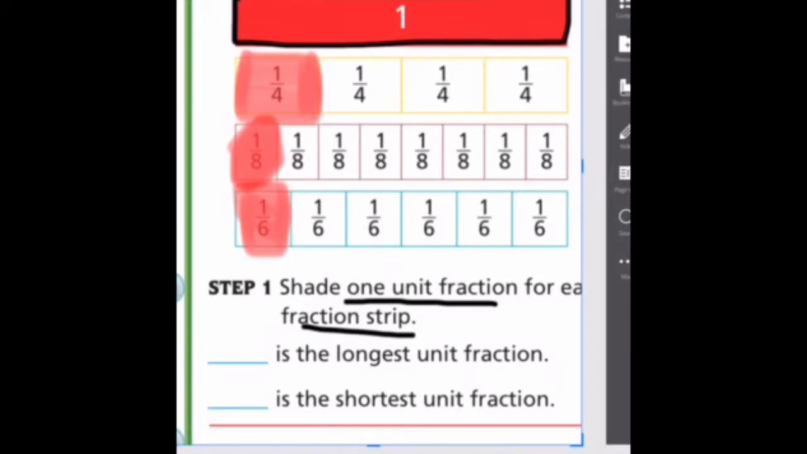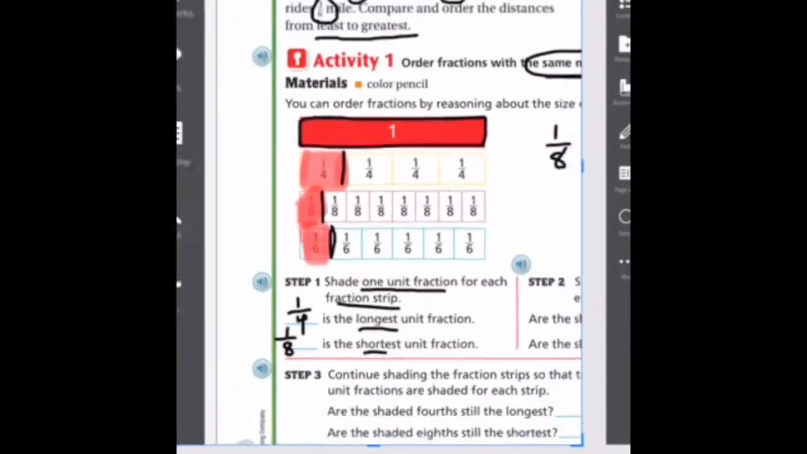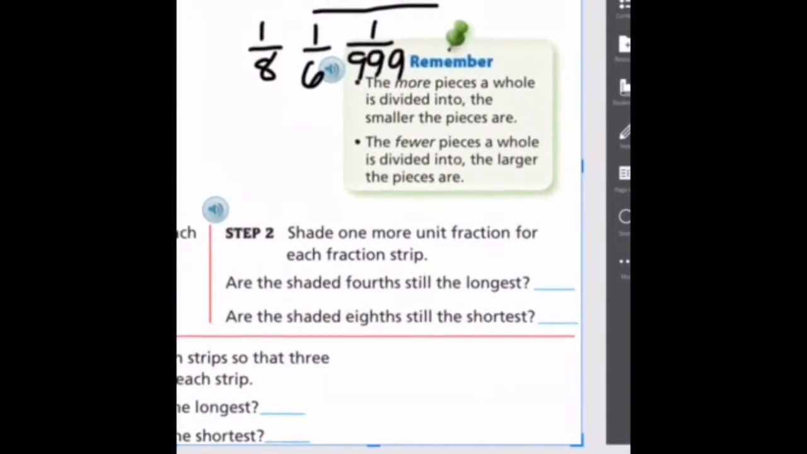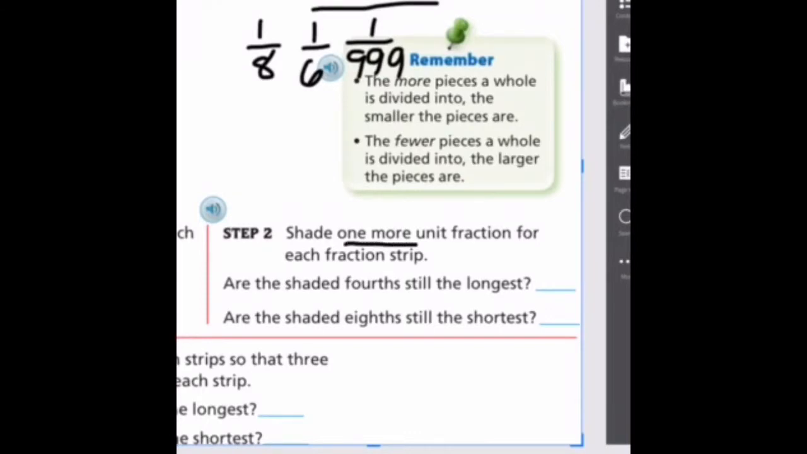Which one is the longest unit fraction? That's 1/4, because if we look, 1/4 ends about here, 1/8 was here, 1/6 was here. So the 4th is longest, and the shortest then is the 1/8. It was the shortest. So that was step 1. Pretty basic, pretty simple. Step 2 wants us to shade 1 more unit fraction for each fraction strip.